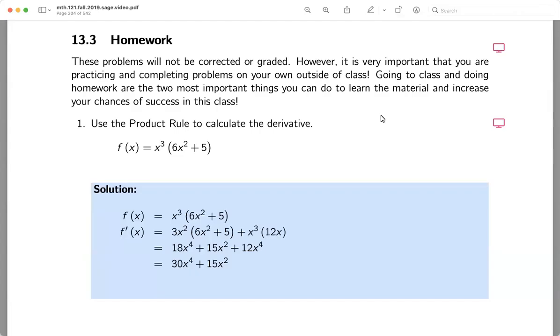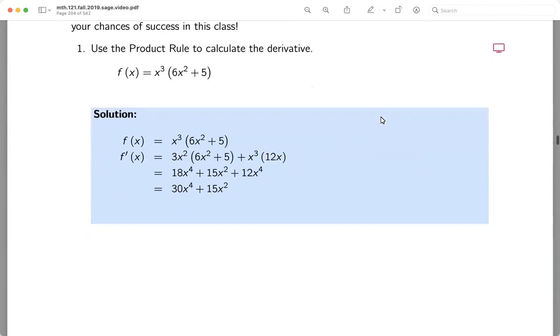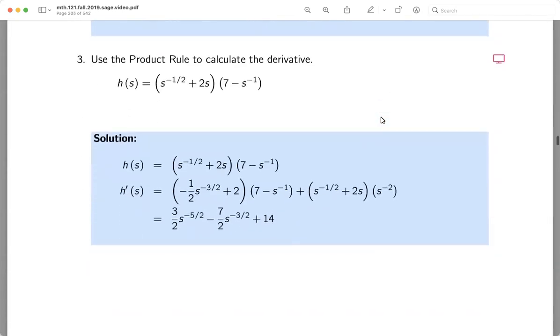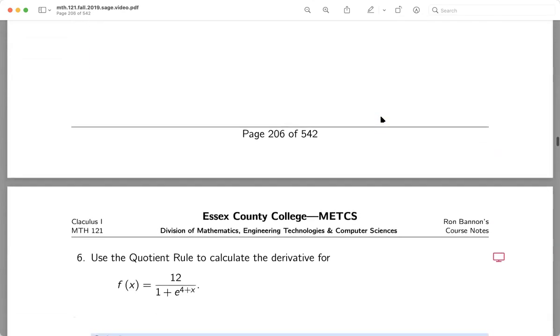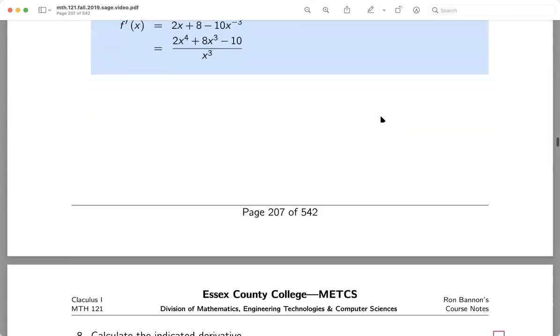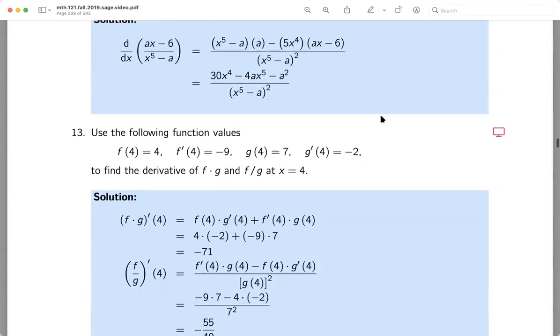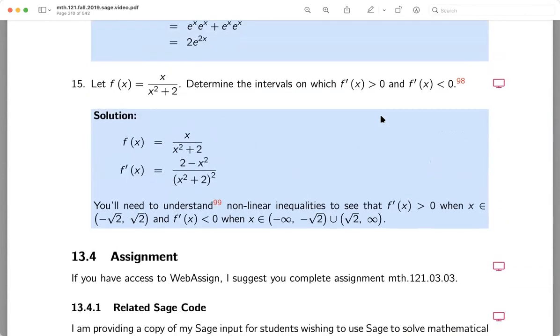Okay, section 13 of the homework. Certainly we'll go through this. Just to give you an idea of the problem set, they should start out easy and maybe get a little more difficult over time. So 1, 2, we'll do each one separately, 3, 4, 5, and so on up to 15 problems.